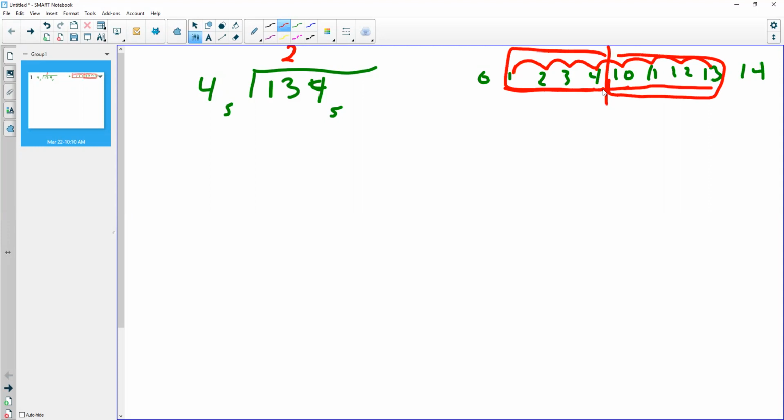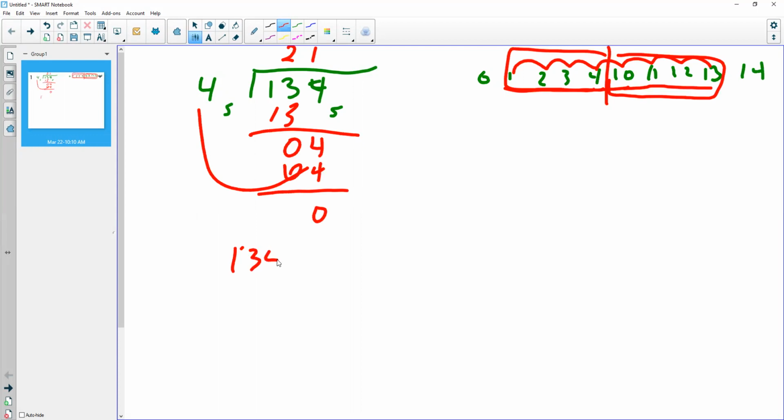So 13 minus 13 is nothing. How many groups of 4 are inside 4? Well, just 1, right? 1 times 4 is just 4. So in this case, 134 divided by 4, both in base 5, gets me 21 in base 5.